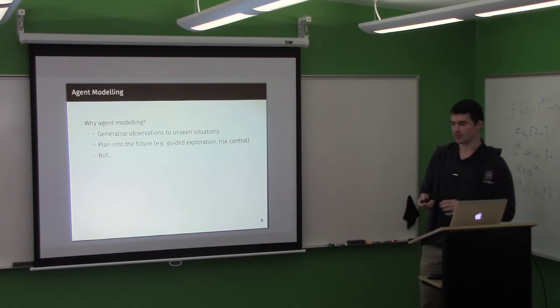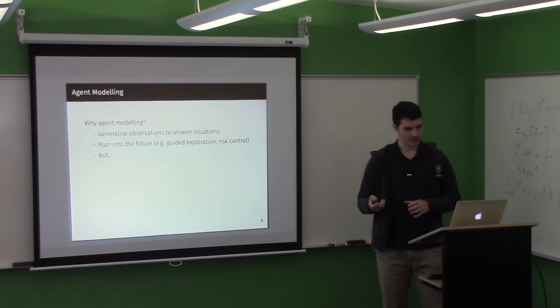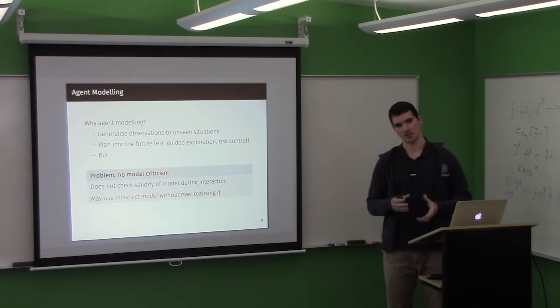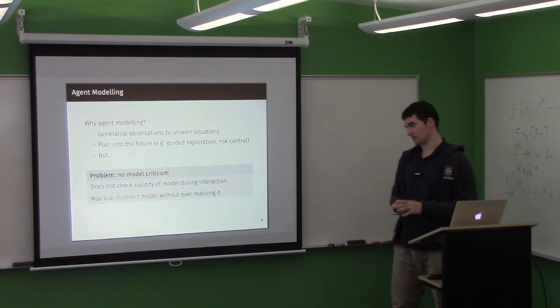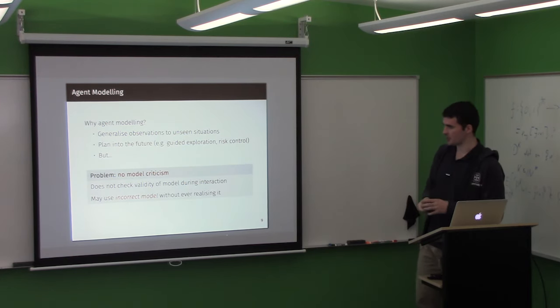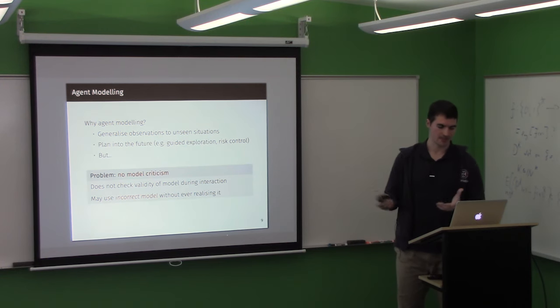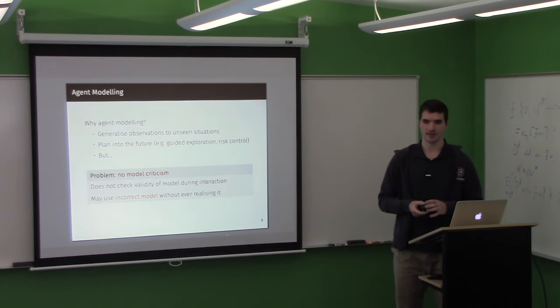This is useful, but all of these methods lack one key component currently, which is that they provide no notion of model criticism. So in other words, they produce models, but they don't check the validity of the resulting model during the interaction. And so what can happen is that an agent using these methods can end up learning and using a model without ever realizing that it's incorrect.